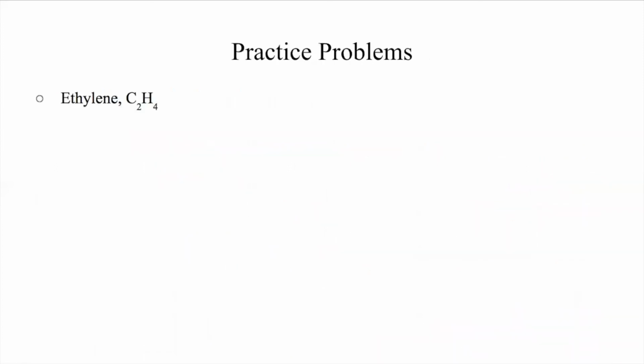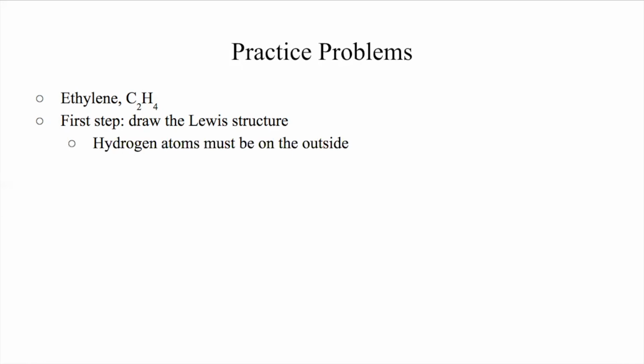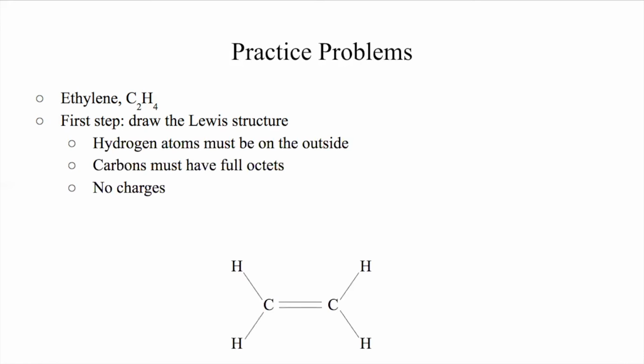First, let's predict the bond angles for ethylene, C2H4. The first step, like always, is to draw the Lewis structure. We know that the hydrogen atoms must be on the outside, that the carbons must have full octets, and that there are no charges on any atoms. So we can quickly draw the Lewis structure like this.